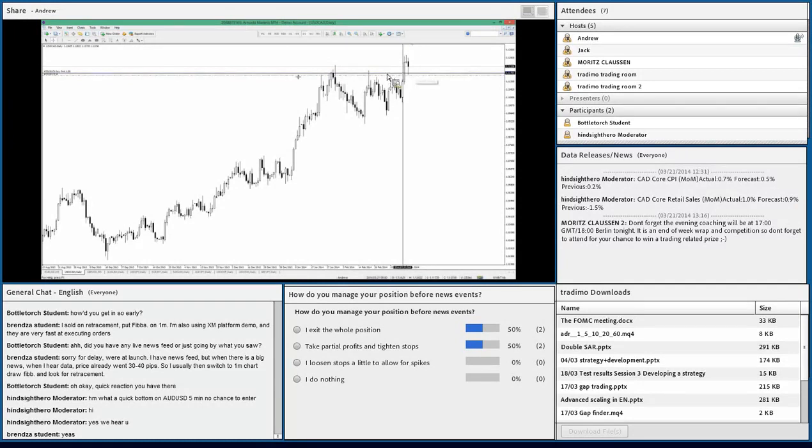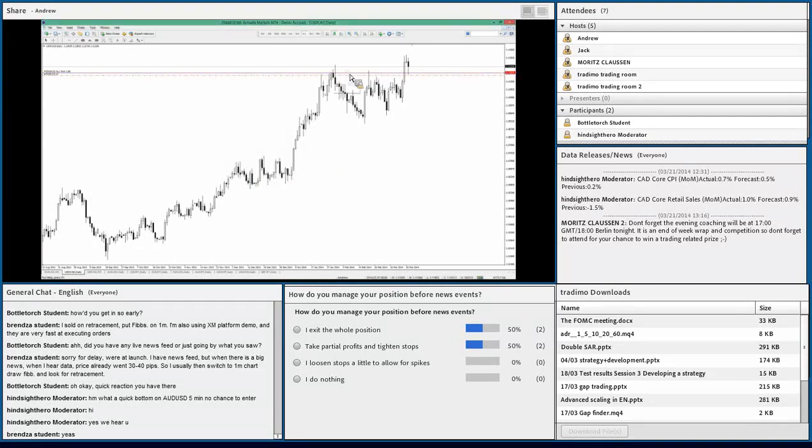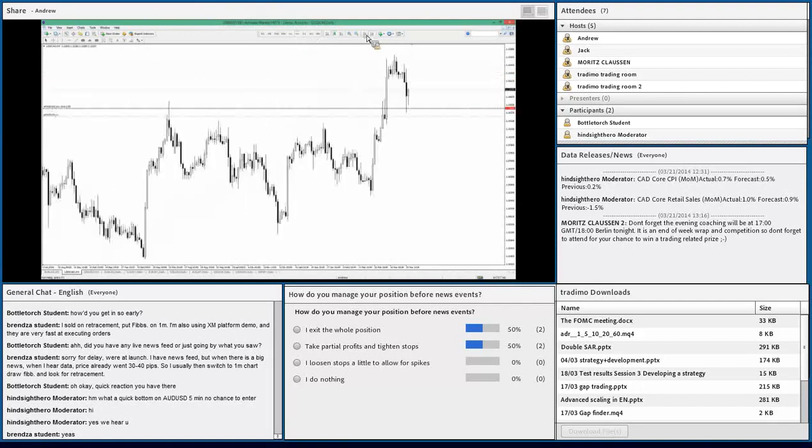Okay, so we've got this key level of support on the daily chart. Right over there, key support on the daily. On the 4-hour chart, we've got this area here.